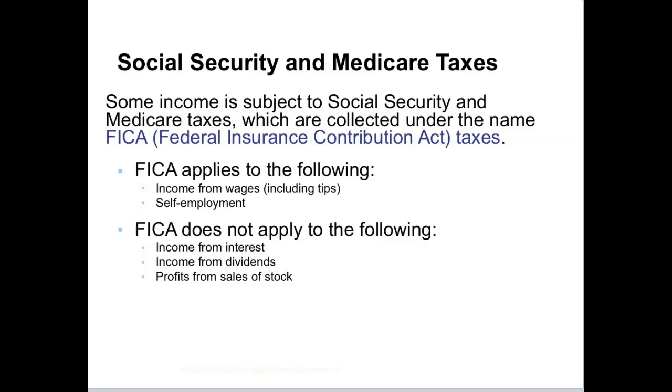All right, Social Security and Medicare. Everybody pays this. And they are called Federal Insurance Contribution Act taxes. They're taxed separately at a flat rate. FICA taxes apply to income from wages, including tips, and self-employment, but it does not apply to income from interest, so from money that you've earned from a savings account, or dividends or stock. So basically not income from investments. You don't get taxed by FICA on that.